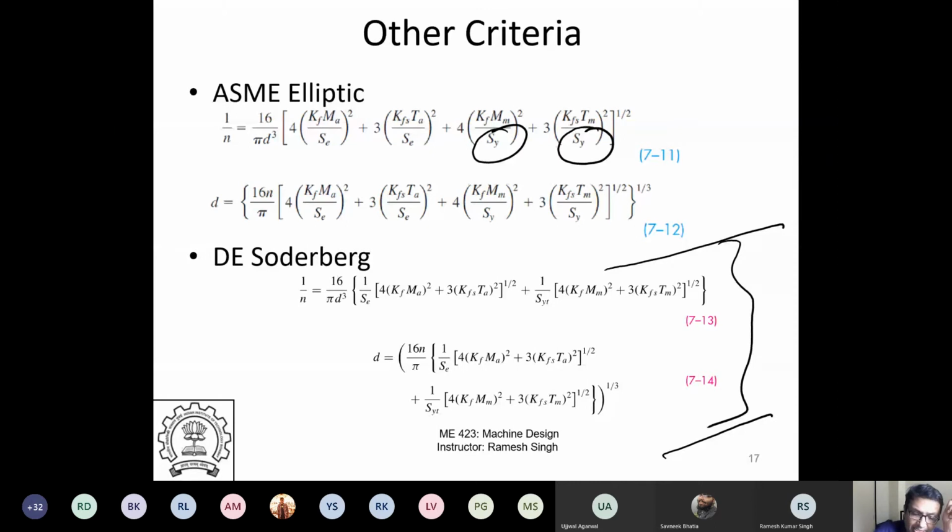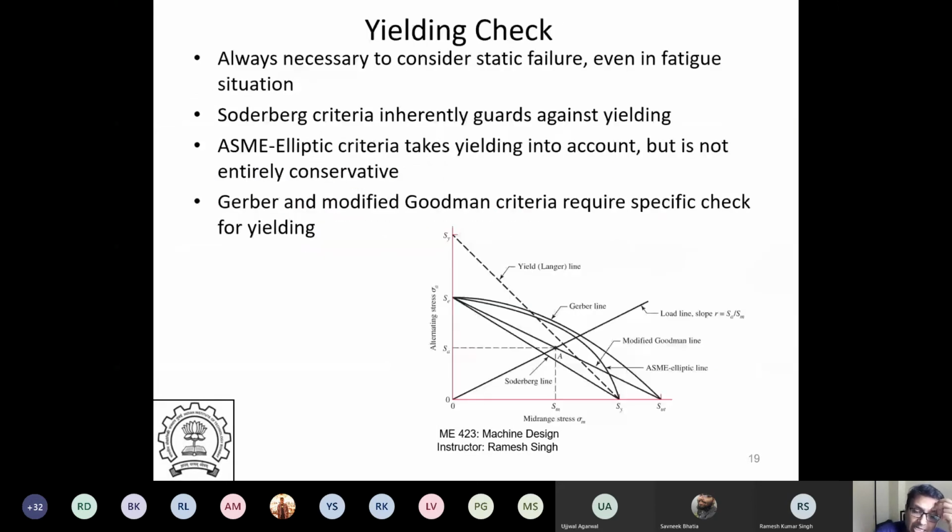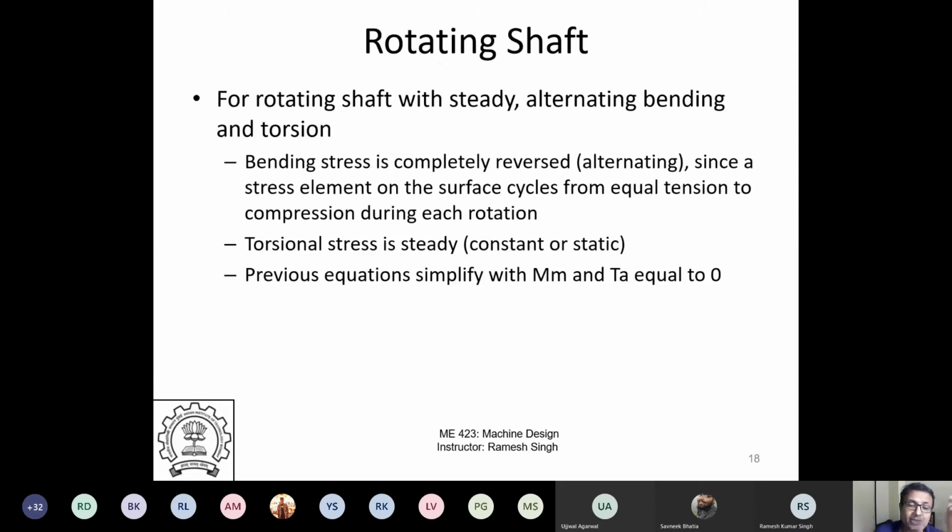So I'll have to figure out how you do it for the yielding criteria. For a rotating shaft, it's steady torsion with alternating bending. The bending stress is completely reversed, alternating, at the stress element. So if you have alternating bending and torsion, you put sigma_m and tau_a equal to 0 in that equation.